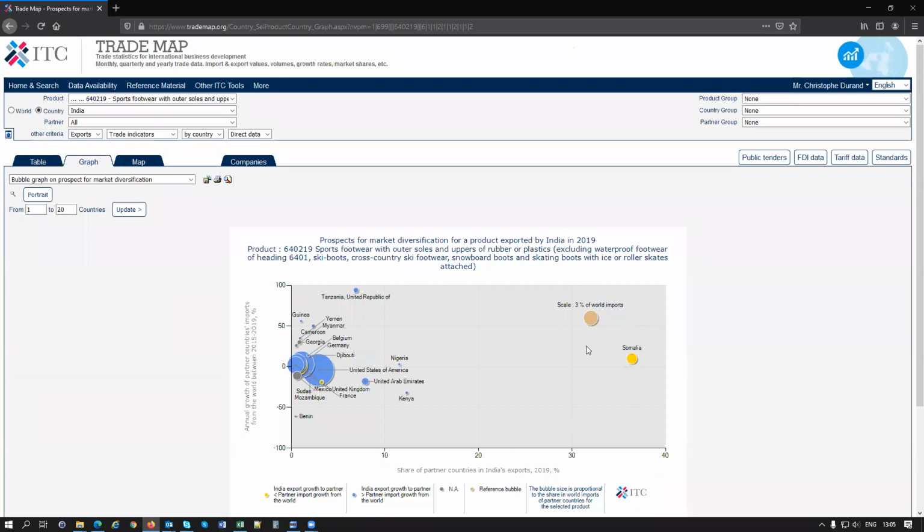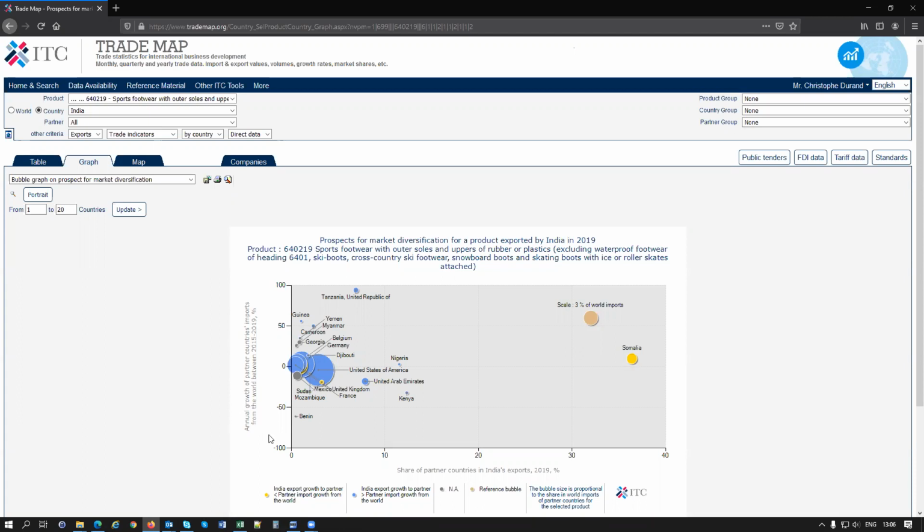Once again, each bubble is a partner country of India in its exports of shoes. On the horizontal axis, it's the share of the partner countries in India's exports, so how important the country is as a client, as an Indian client. And on the vertical axis, it's basically the dynamism of the demand, right? So the growth of the imports over the last 4 years.